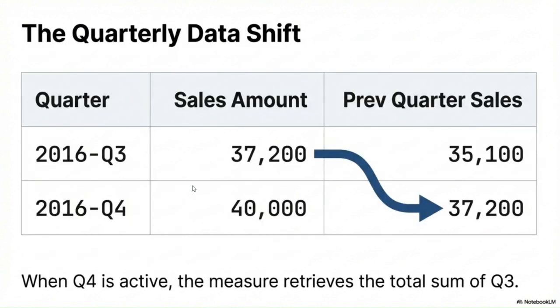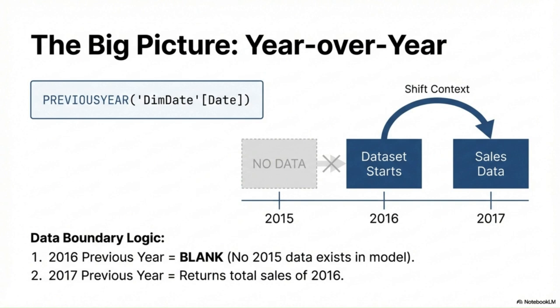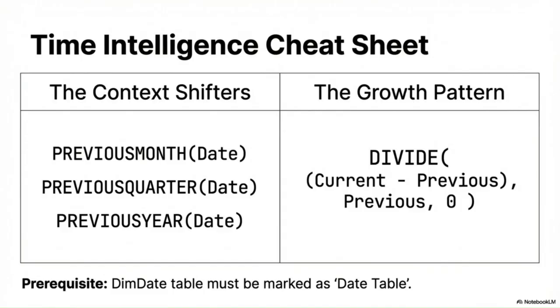And then same way for the previous year. Previous year means comparing current values with the same period last year. For example, 2017 versus 2016. So here's the previous year formula. We'll see this in our practical once we are doing it.